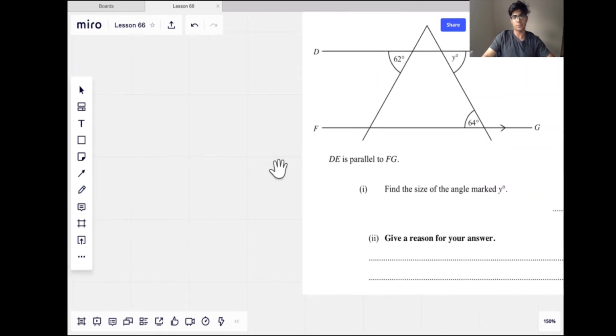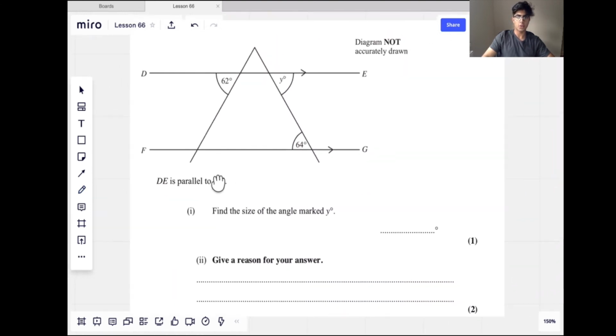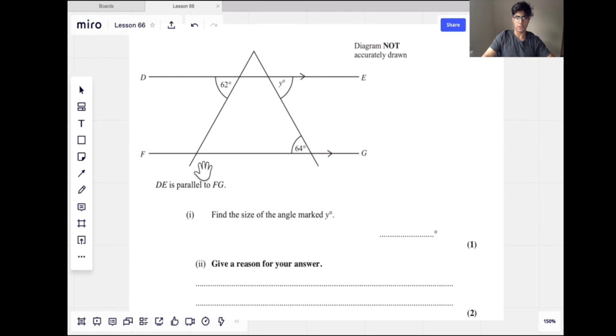Another question as well. DE is parallel to FG, yeah, we've got those arrows. Find the size of the angle marked y. Okay, so how are we going to do something like this?